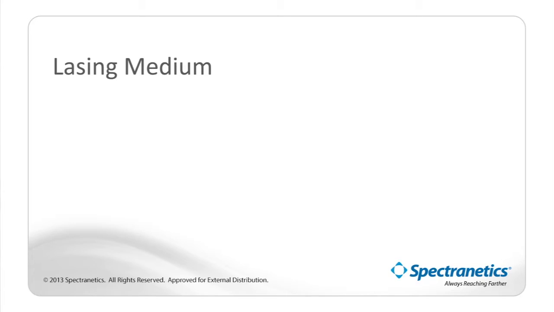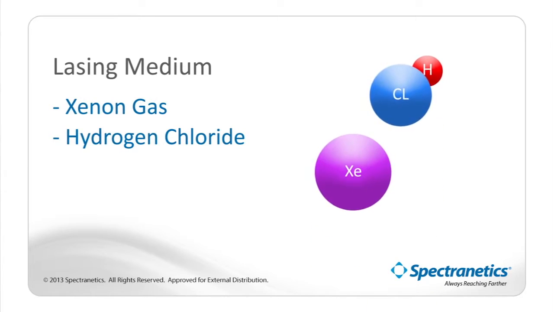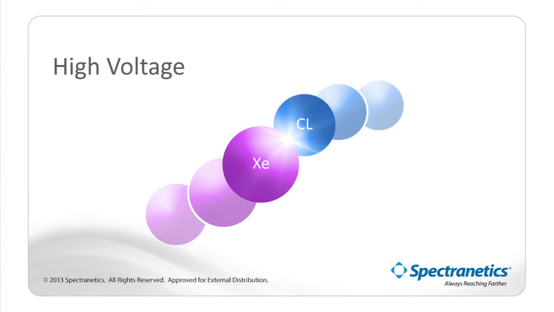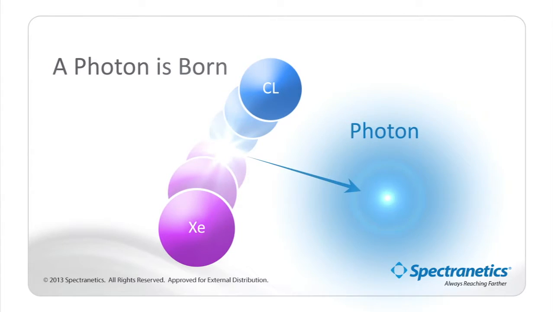The lasing medium, which we use when we're performing laser atherectomy, is a mixture of xenon gas and hydrogen chloride. This mixture is then bombarded by extraordinary voltages, and we get a xenon chloride molecule. And as we continue to bombard with extraordinary voltages, the electrons jump in orbit. And as these electrons jump in orbit, they're circulating in an unstable orbit. And when they do this, they release a packet of light or a photon. And that is how all laser light is generated.